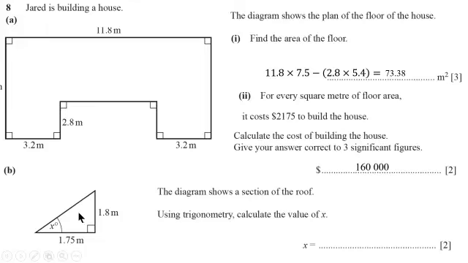Item B for this diagram. The diagram shows a section of the roof. Using trigonometry, calculate the value of x. It's very easy to get the value of this angle. Look at the information for this angle.